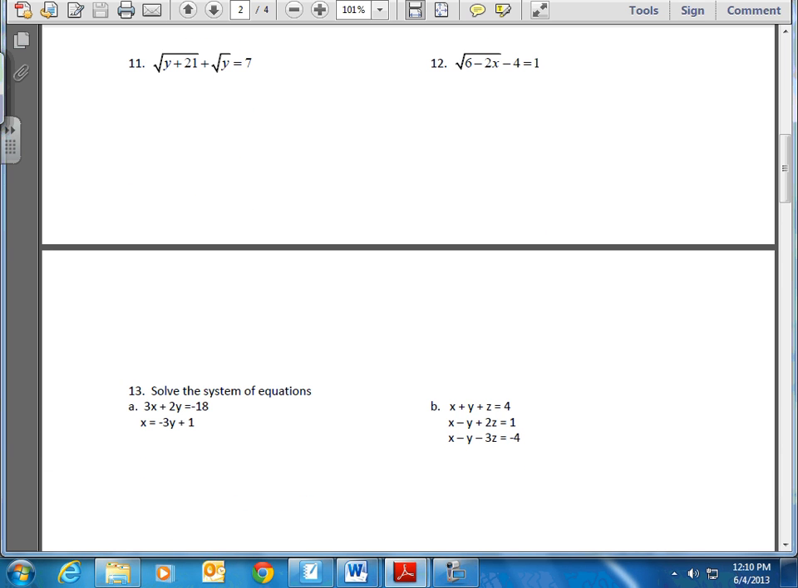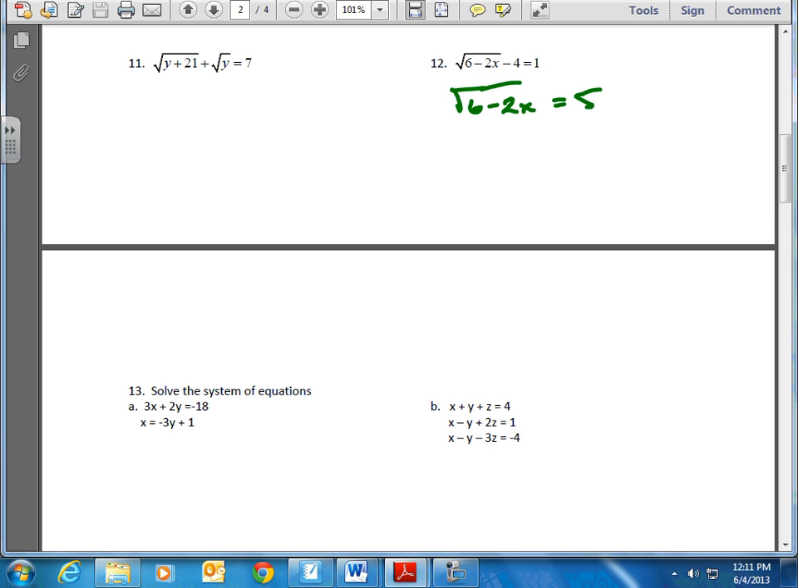Number 11 and number 12. Solving equations with square roots, or what's called radicals in them. I'm going to do 12 first because it's easier, and then we'll use that logic to do question 11. First step when solving an equation that has a square root in it. Get the square root all by itself. So in this case, I have to get rid of the negative 4. So I'm going to add 4 to both sides.